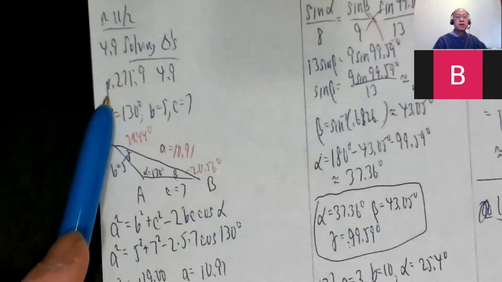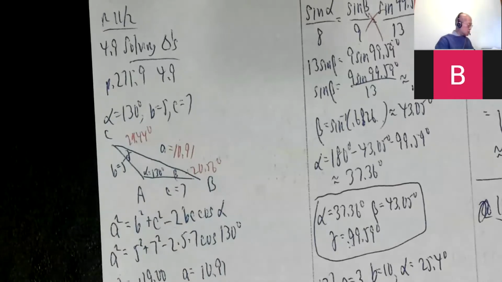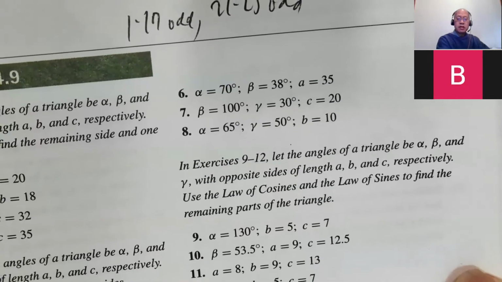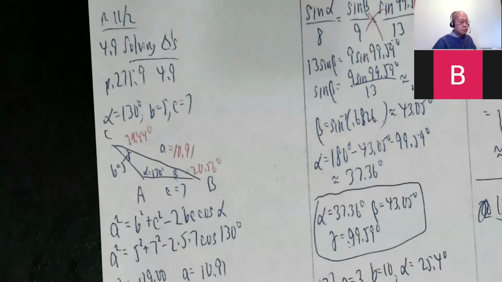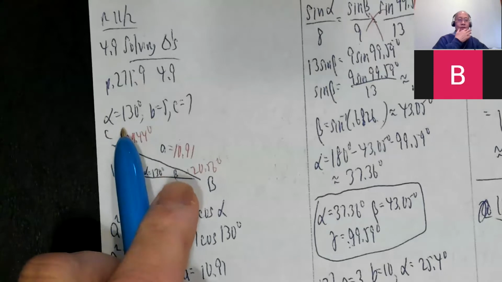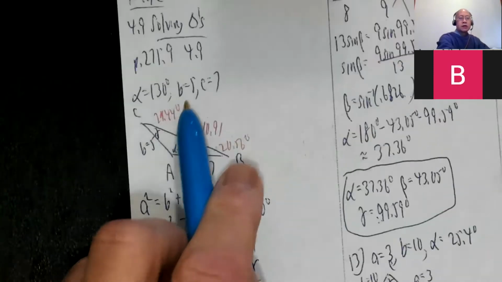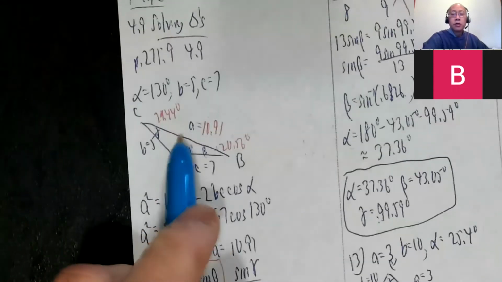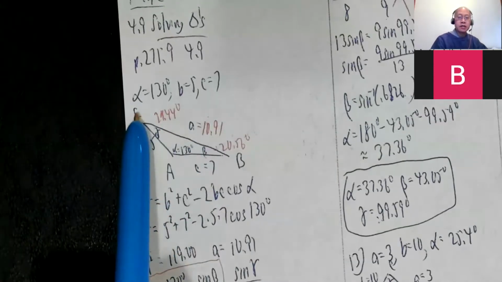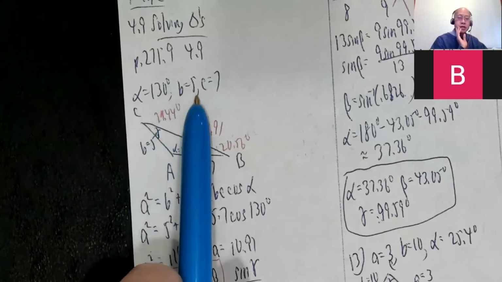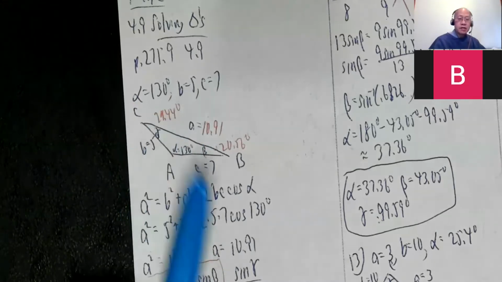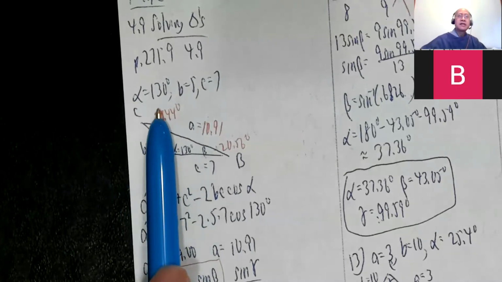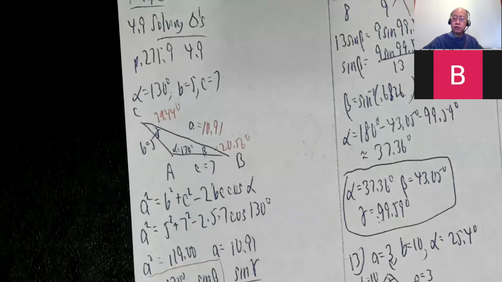Okay, 4.9, page 271, number 9. So what did they give us? So that alpha is 130 degrees, B is 5, C is 7. Okay, here's a good example where they give you exactly one of each letter. Normally they give you 3 pieces of information between A, B, and C. Alpha is like A, B, and C. So if they give you exactly one of each piece of information, well, unless they give you 2 angles. If they give you 2 angles, you can figure out the third, right?